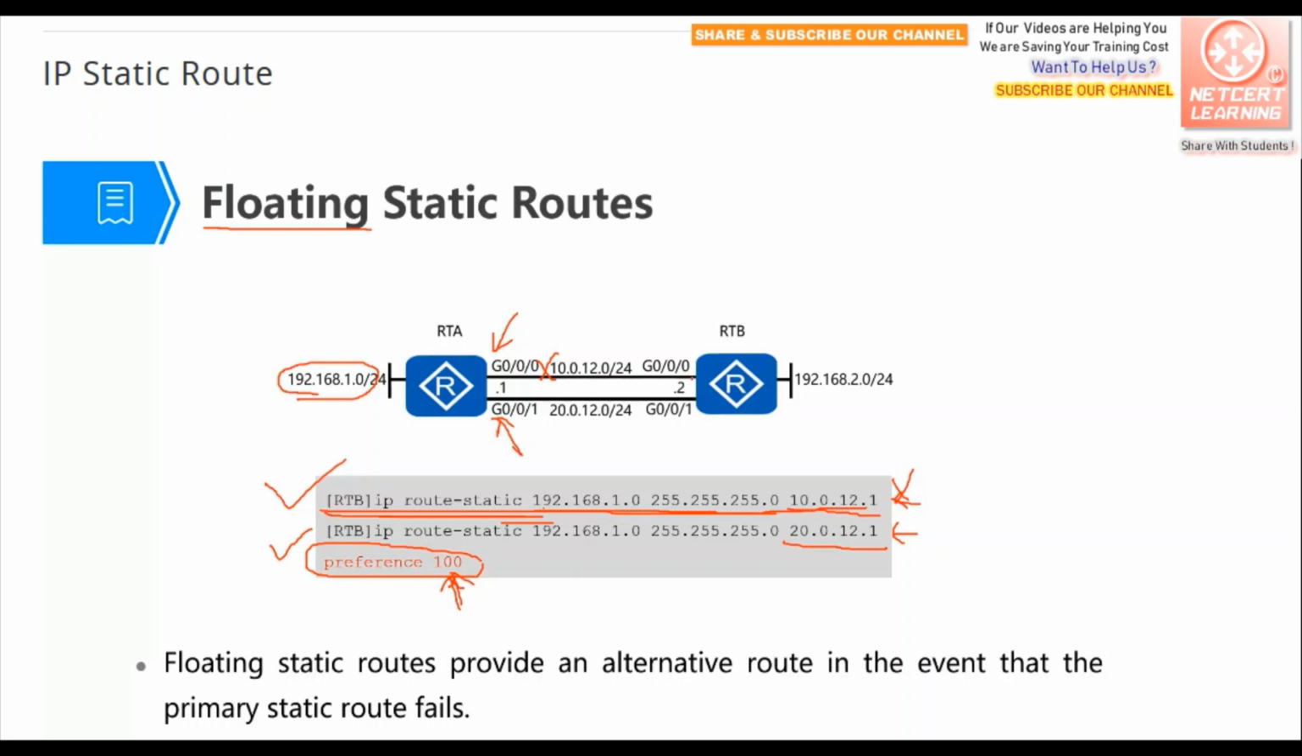So on router B's view, the network for this next hop will disappear. So this route item is invalid now. So this route item will be deleted from router B's routing table. So only this route will appear on the routing table. Okay, this is the backup static route.